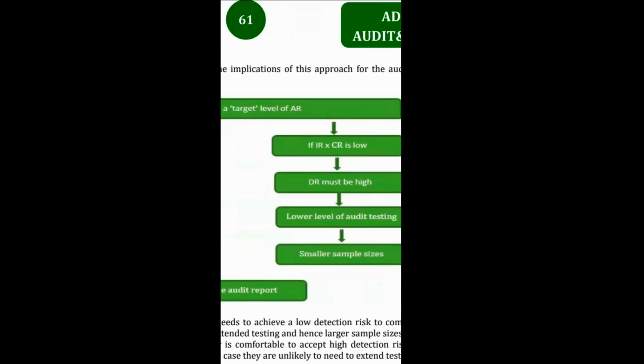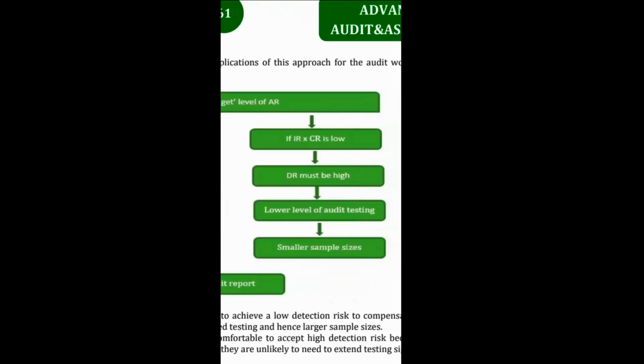And when inherent risk and control risk are low, detection risk will be high. So detection risk goes in the opposite direction of the two. When inherent risk and control risk are high, detection risk will be low. I hope you are getting it. Let me give you the implication of it so you understand what I'm saying.